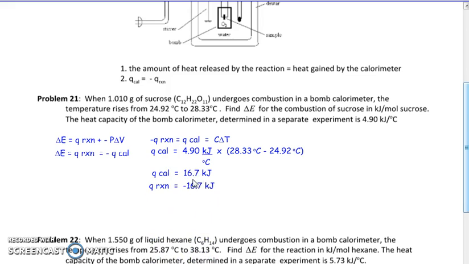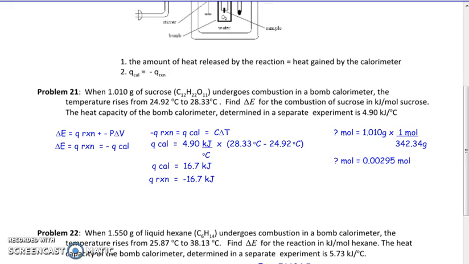Have I answered my question? No, I have not. Look over here. What is it that I still need to find? I just have kilojoules. What is it that they're looking for? Kilojoules per mole of sucrose. So they gave me 1.010 grams of sucrose. Using the periodic table, yes, we're going to use that and figure out how many moles I have. So I have 0.00295 moles.